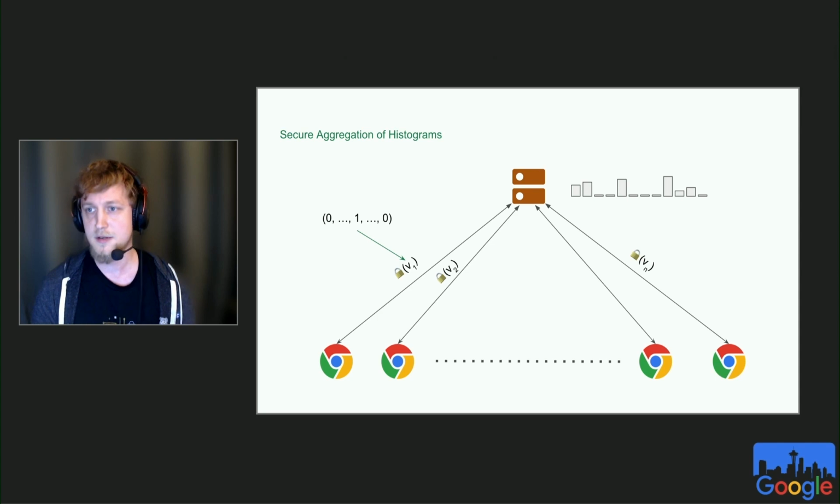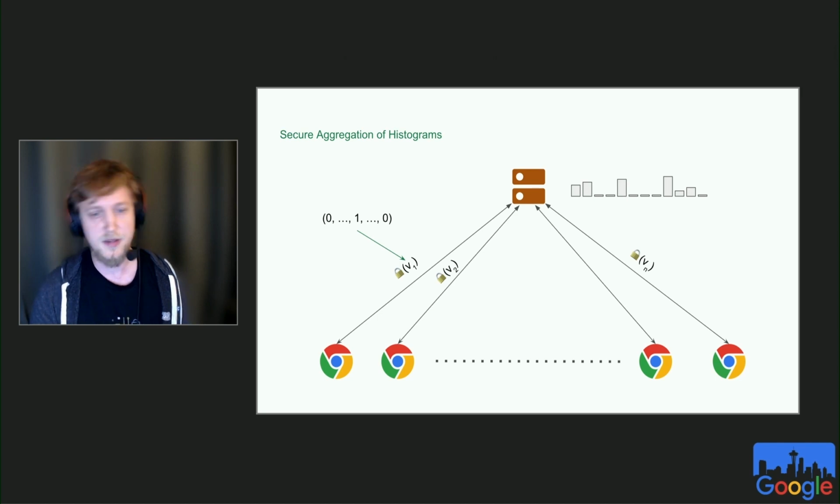So in this setting, the clients generate secret shares of their inputs and send one of these shares to each of the servers. And now the servers can locally aggregate or expand and then aggregate the secret shares sent from the clients, which gives them an additive share of the entire histogram.